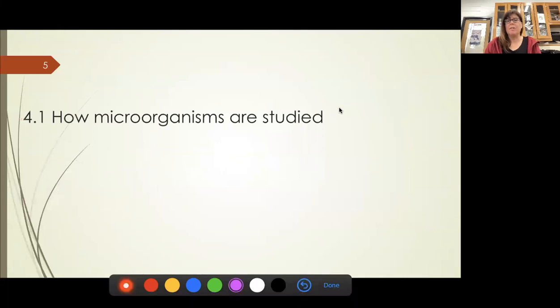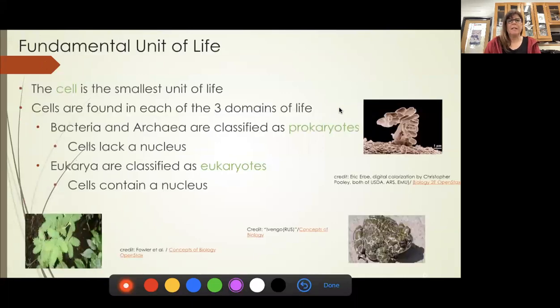So first thing we're going to look at is, well, how do we study microorganisms? And so we have these fundamental domains. Remember, we talked about our domains in chapter 1. We have our 3 domains. We have bacteria and archaea that are classified as prokaryotes, which means they do not have a nucleus. They also do not have membrane-bound organelles. So they do not have a Golgi, they don't have lysosomes, they don't have a rough and smooth ER.